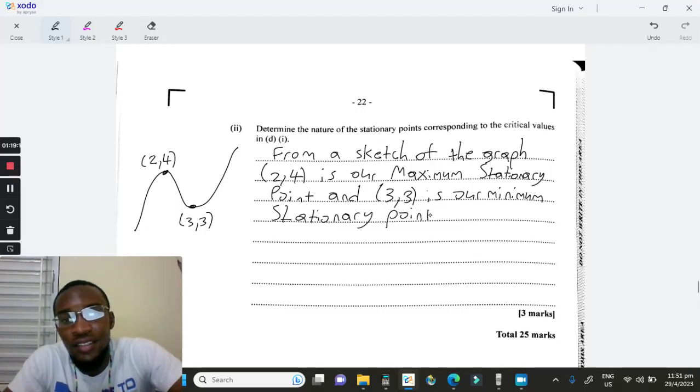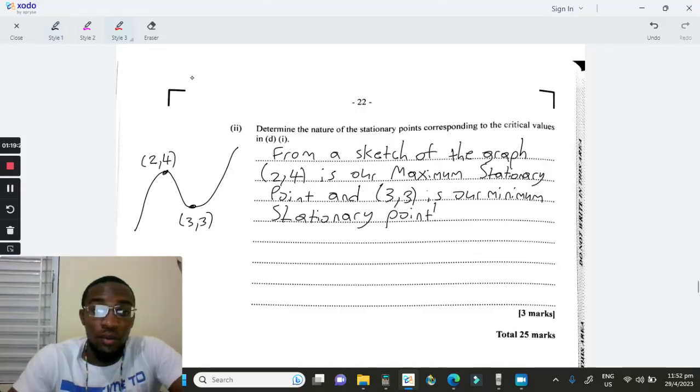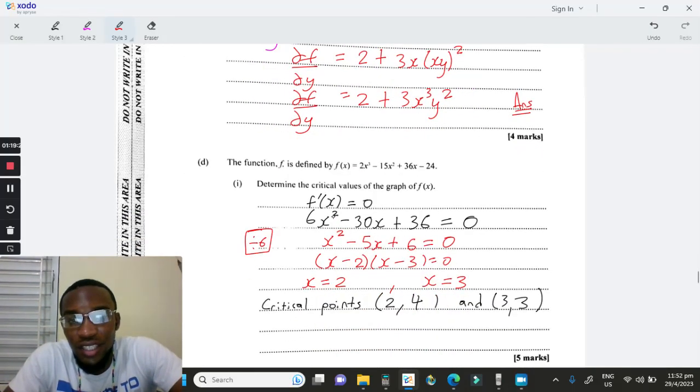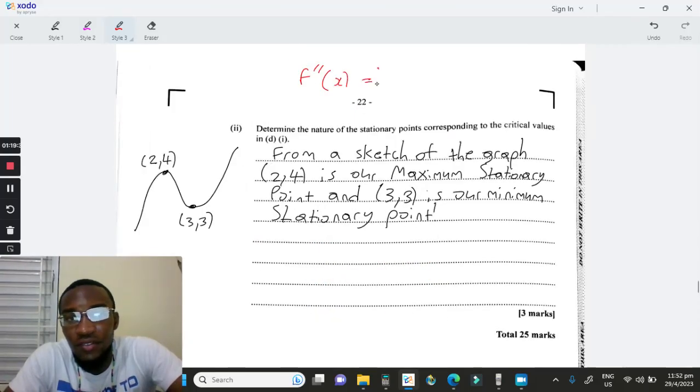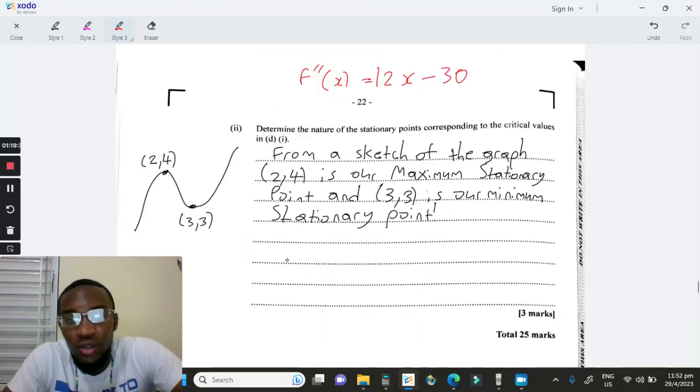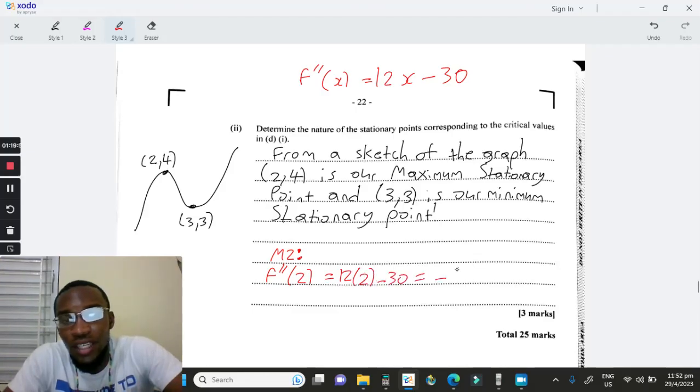And that's it. Nice. Another way you could do it is with the second derivative test. That's f double prime. So f double prime would be: differentiate 6x squared, you get 12x, minus differentiate 30x, you get 30. So this is method 2, the second derivative test. f double prime of 2 would be 12 times 2 minus 30, which is equal to negative 6, which is less than 0. When the second derivative is less than 0, it frowns, and so it is a maximum point.